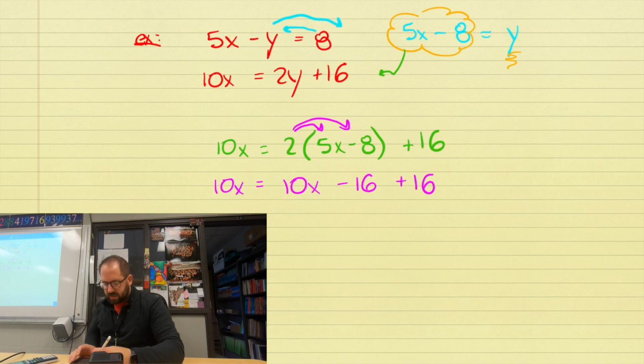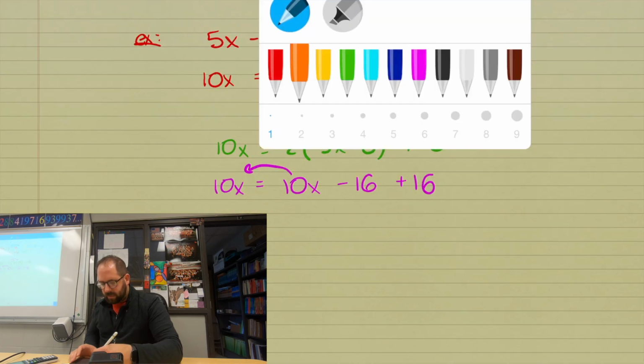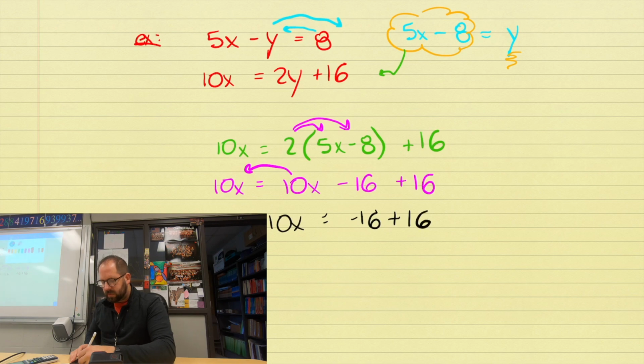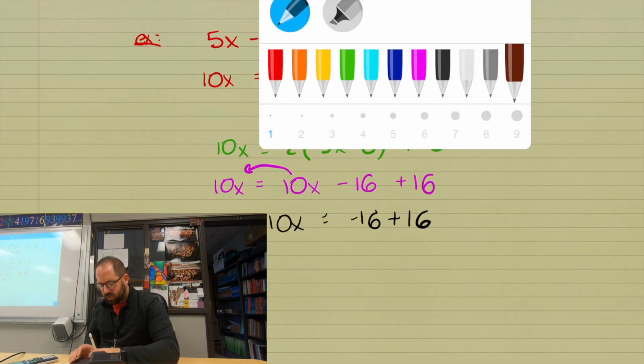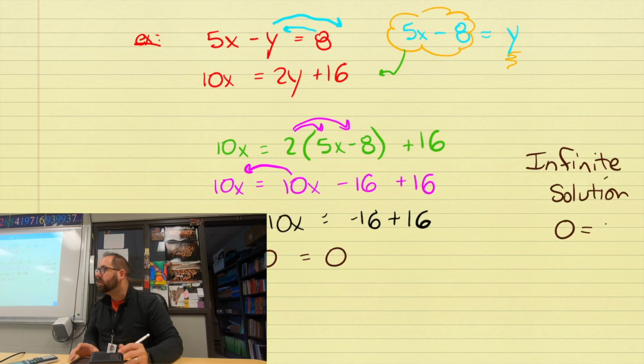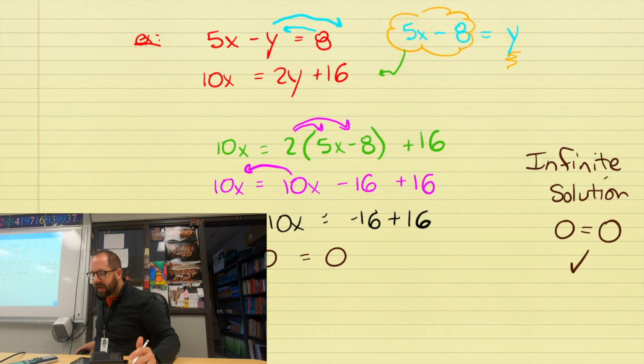Move this 10x over. If I move the 10x over, it becomes a negative 10x. And I have negative 16 plus 16, which is 0 on both sides. So is that true? Yes, this is an infinite solution. It is true. It's an infinite solution problem. It's 0 is equal to 0, so yes, that checked out. So it has an infinite number of answers.